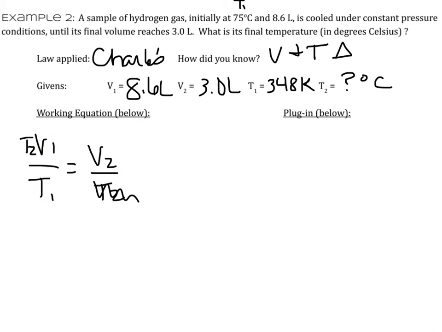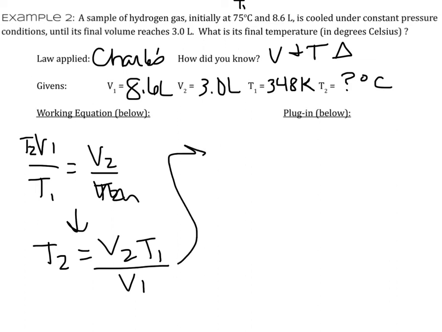So you could break that up into multiplying by T1 and then dividing by V1. It doesn't really matter to me, but ultimately you get T2 is going to be V2 times T1 over V1. So try that on your own. Make sure you can rearrange that because that one's one of the trickier ones.